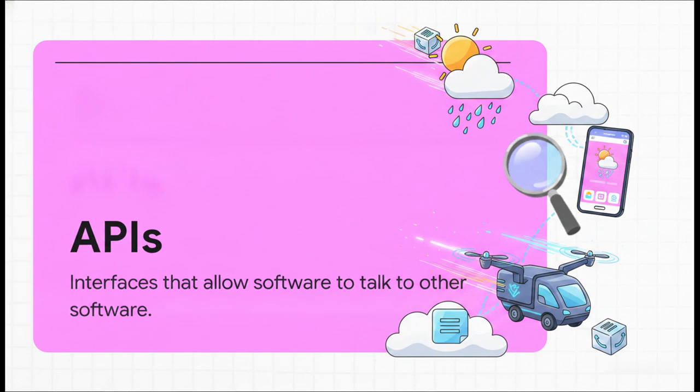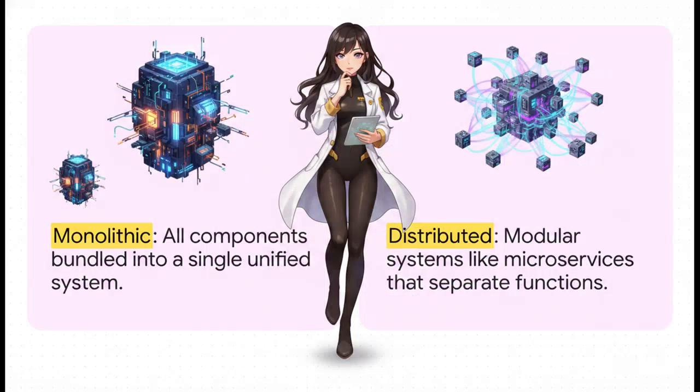You don't have to launch your own global weather balloons to build one. You just use an API to instantly pull data from an existing global weather service. It lets you build powerful products incredibly fast without reinventing the wheel. As the founder, you have to decide how all these pieces fit together.